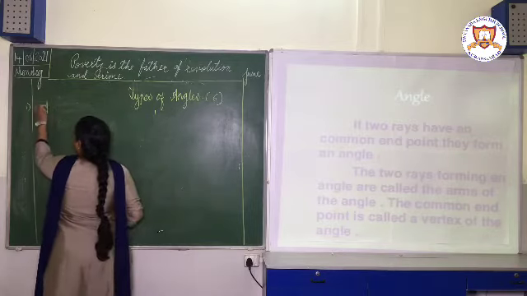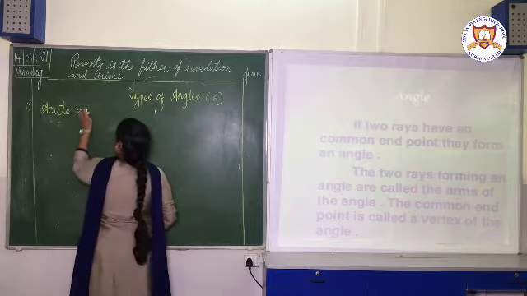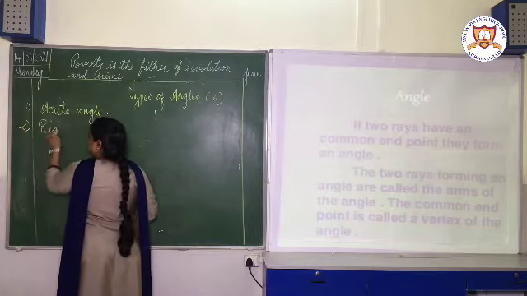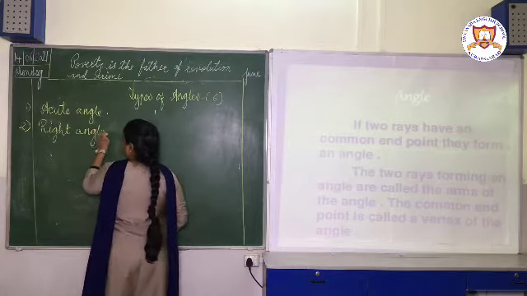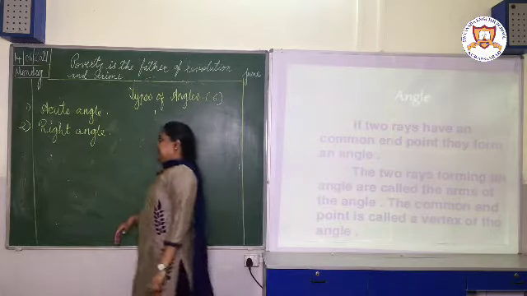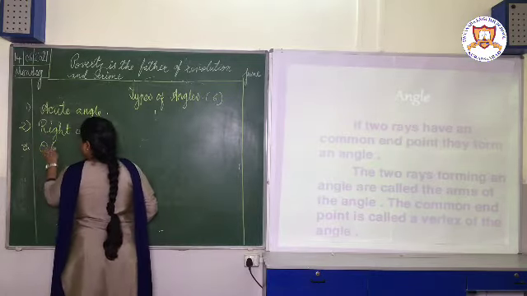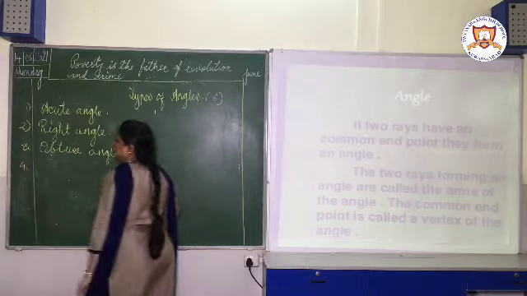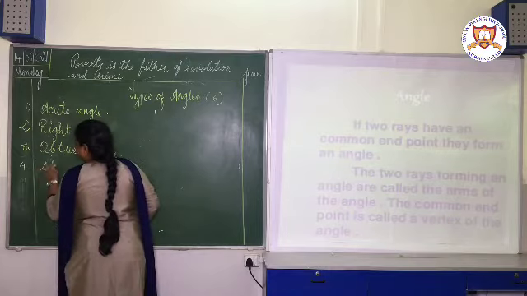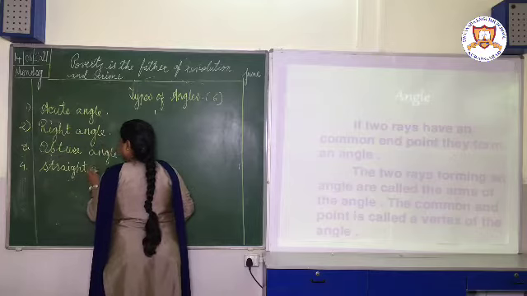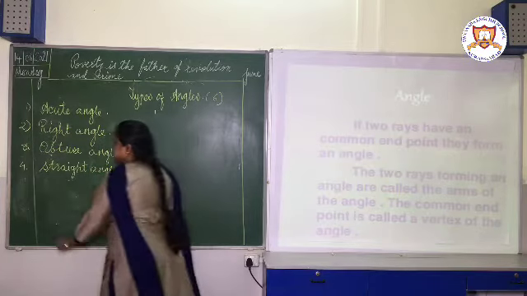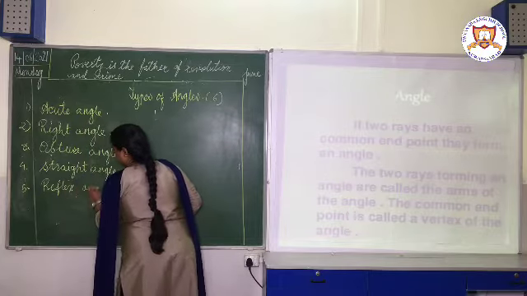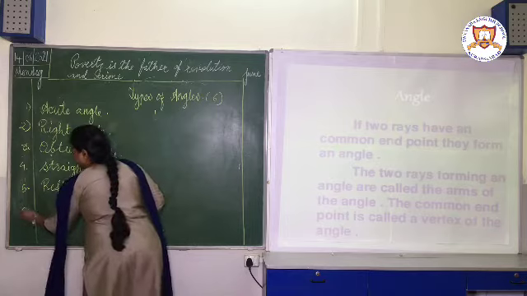First is the acute angle. Second is the right angle. Third is the obtuse angle. After the obtuse angle comes the straight angle. Then the fifth one is the reflex angle. And the very last is the complete angle.